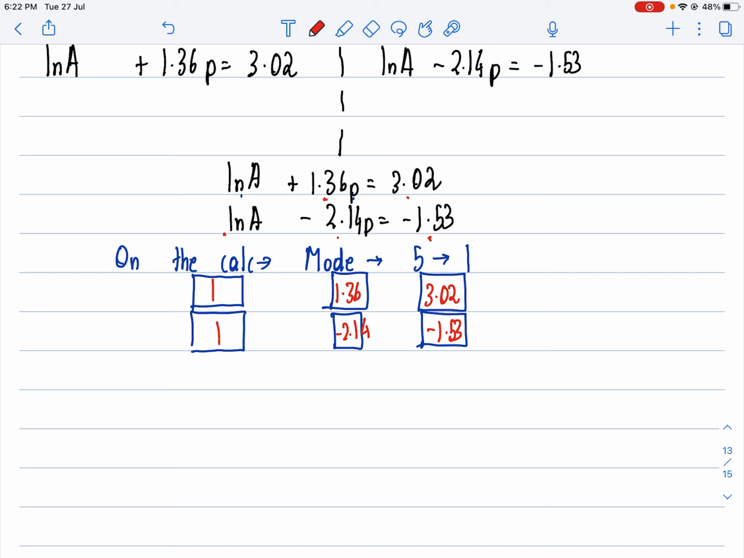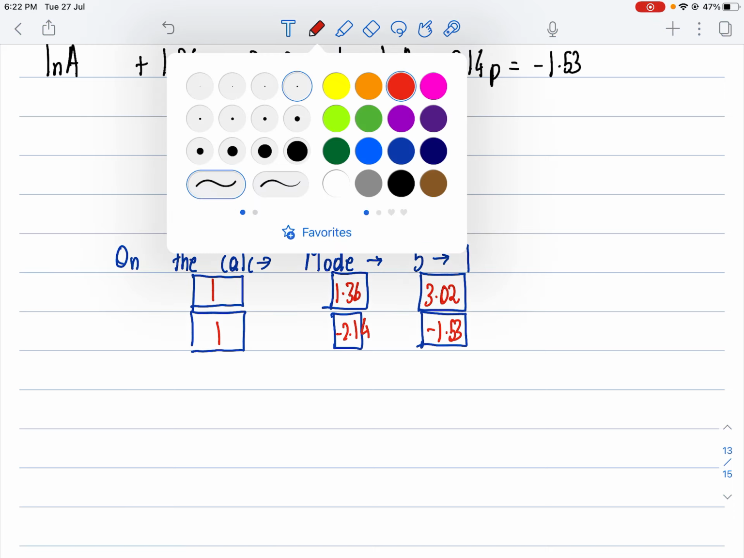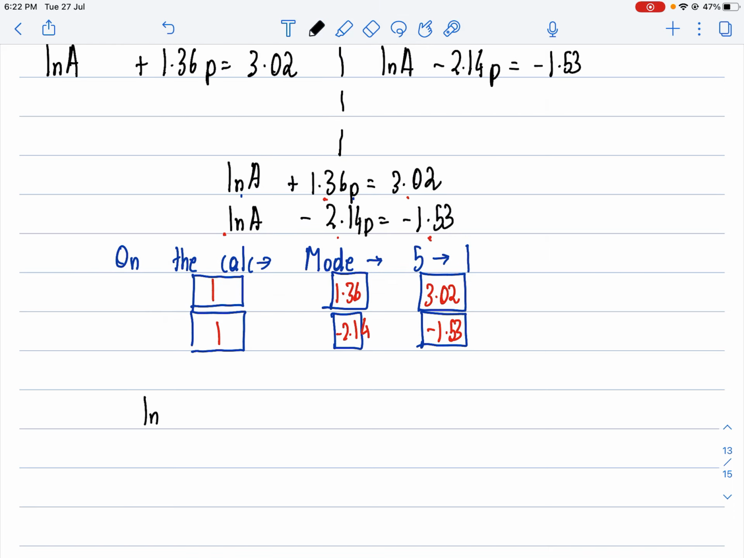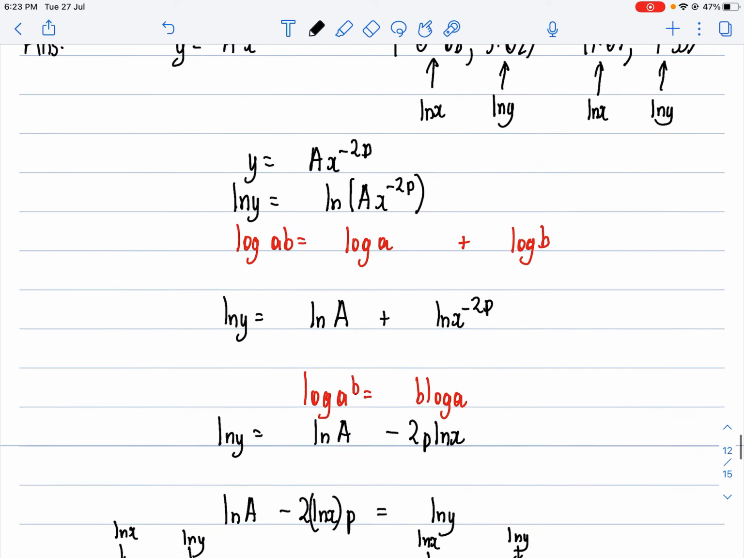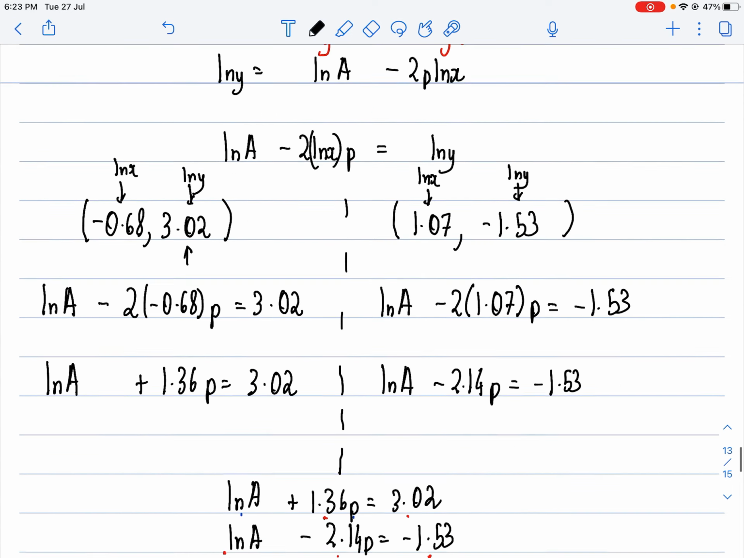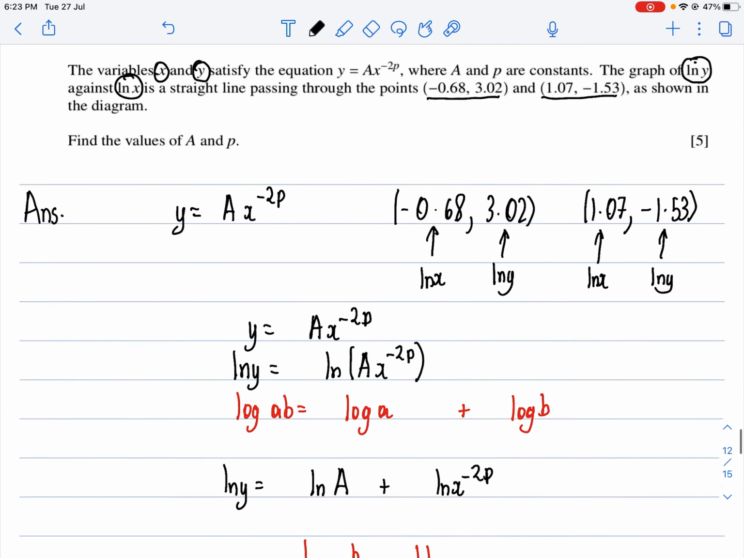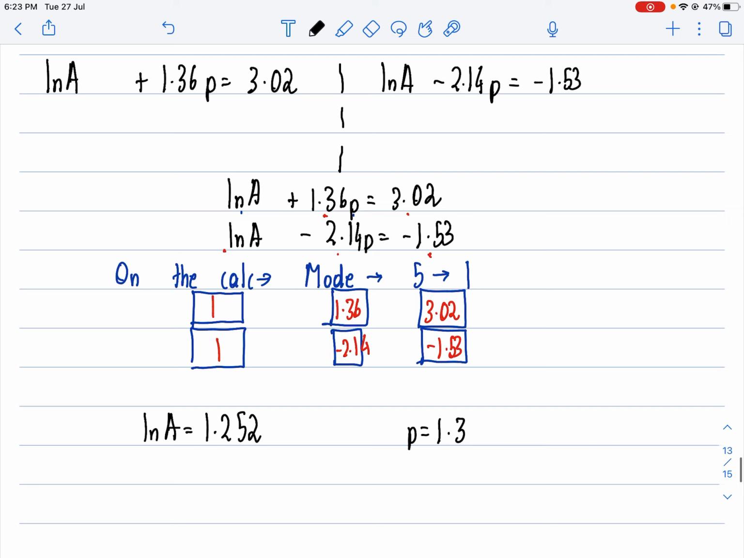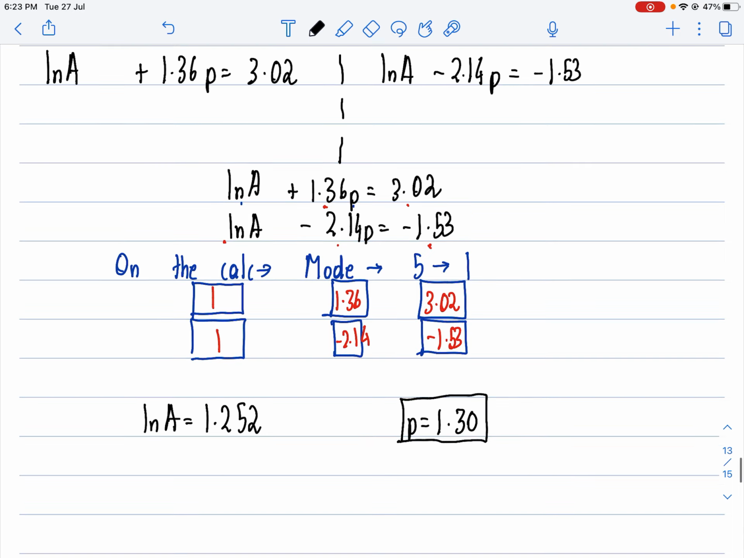And when you click on equal to, you get your x, which is basically your ln A, as 1.252, correct, and you get your p as 1.3, correct. You need to write A and P, okay, they are not specified any degree of accuracy, so just write this as 1.30, okay, and here you need to find A.